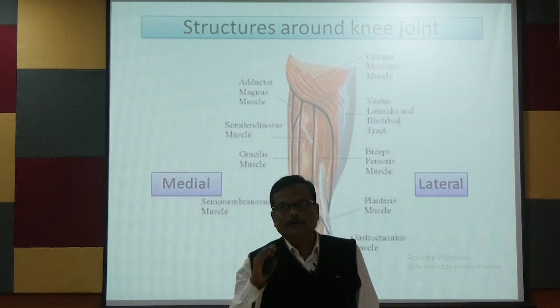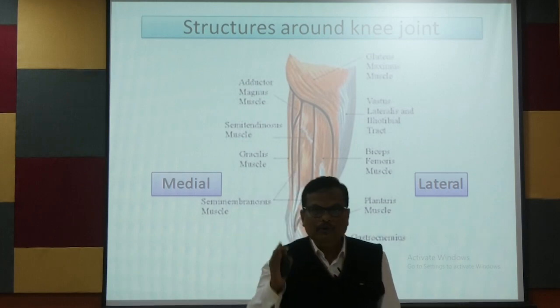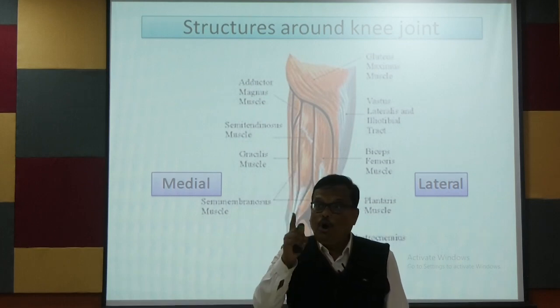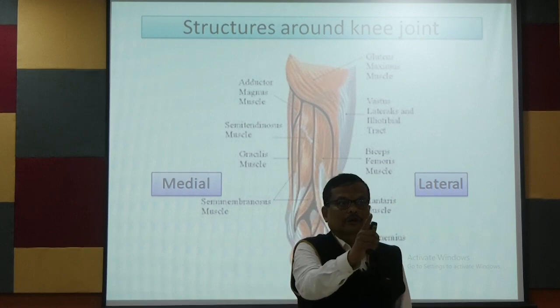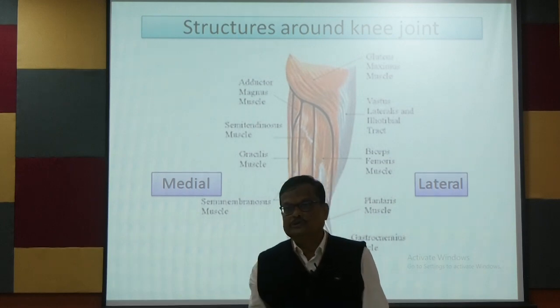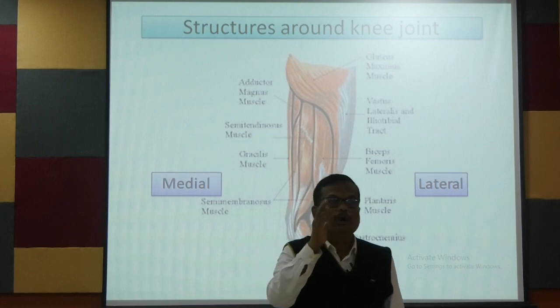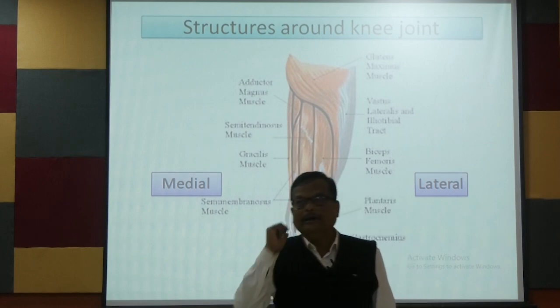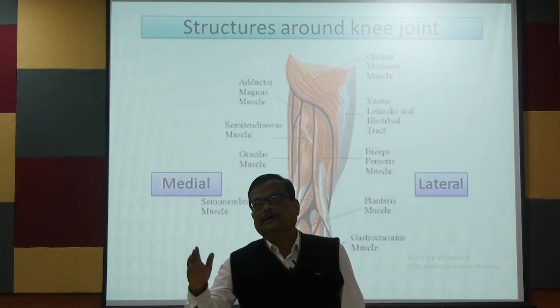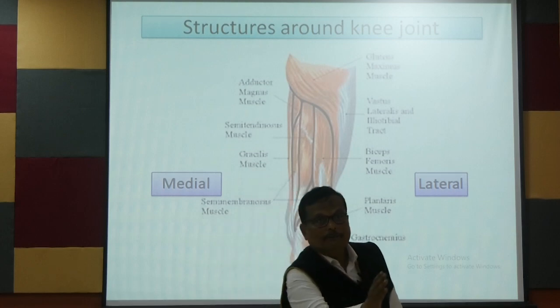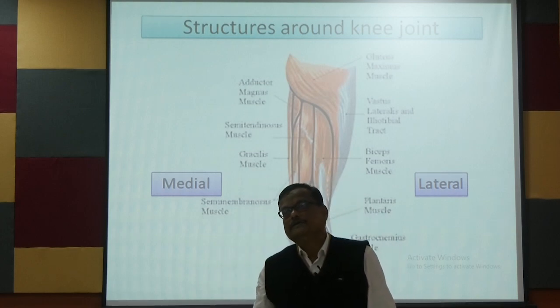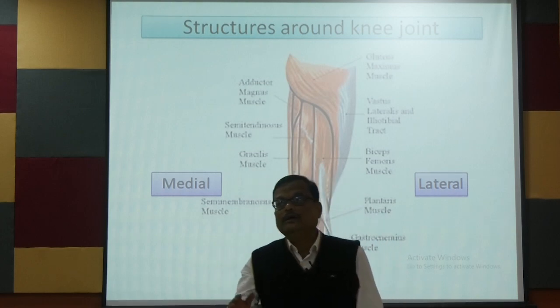Semitendinosus, semimembranosus, long head of biceps femoris. Don't say biceps femoris. Biceps femoris has got two components. One is the long head, one is the short head. Only the long head is the component part of the hamstring. Short head is not.